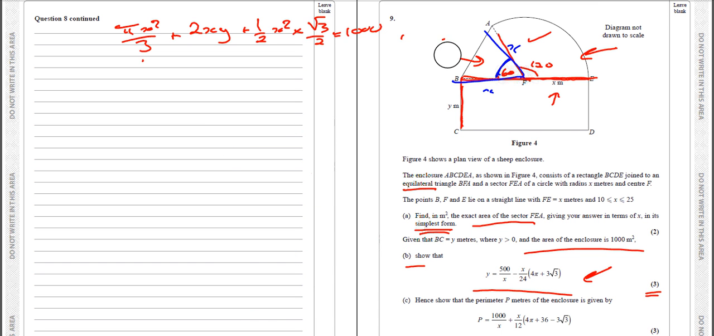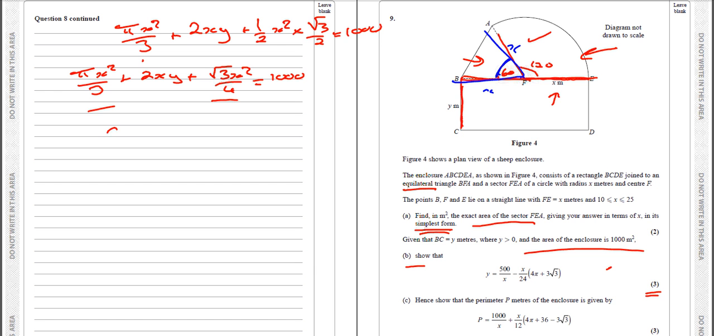So if we then tidy it up a smidge so that you can get it looking like this, because we've got to get y by itself. So pi x squared over 3 plus 2xy plus root 3x squared over 4 equals 1000. Well, if we get this and this on the other side, so that's going to be 2xy equals 1000 minus, we've got the pi thing next, so minus pi x squared over 3 minus root 3 over 4 x squared.